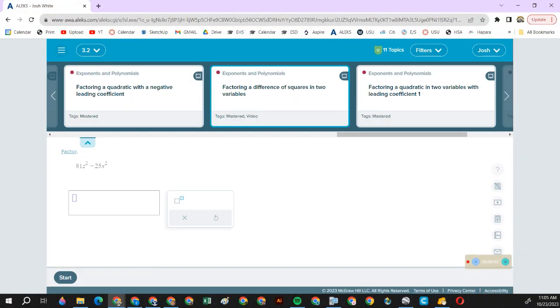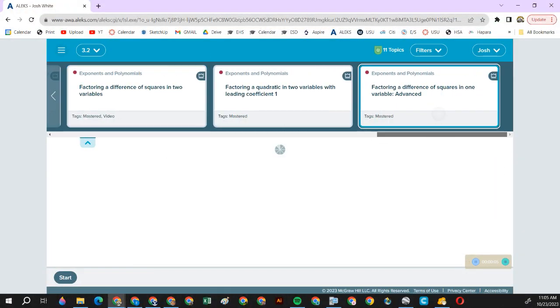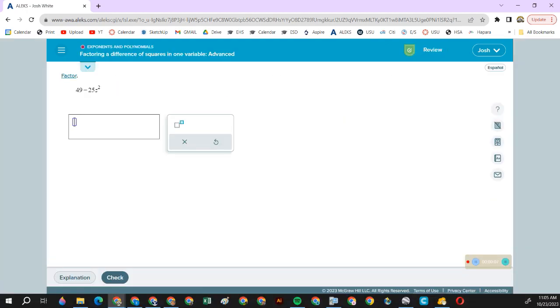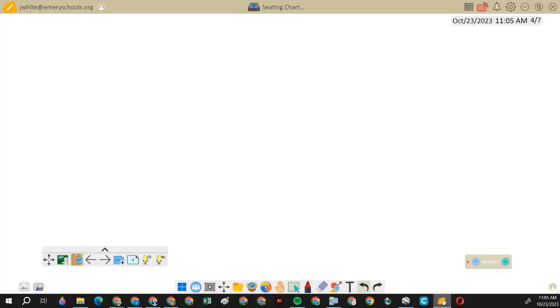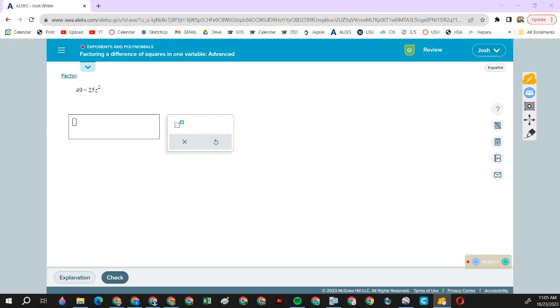We're working on 3.2 today. Hopefully, most of this is review. So here I have a difference of perfect squares. 7 minus 5z and 7 plus 5z.